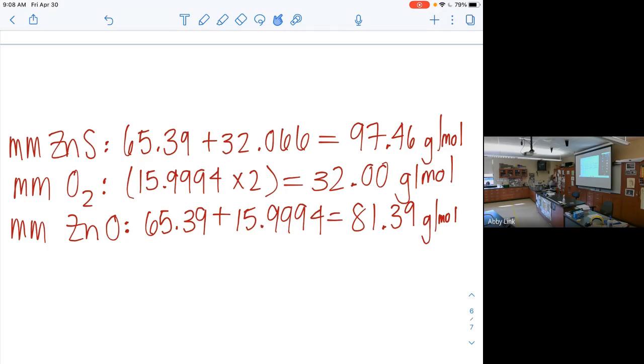I don't know. All right, let's do it. So we need to convert our 46.5 grams of ZnS to moles.